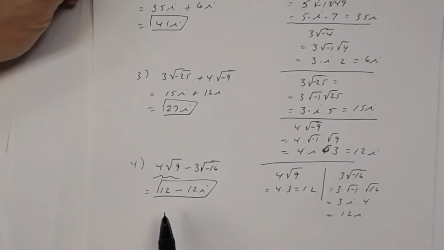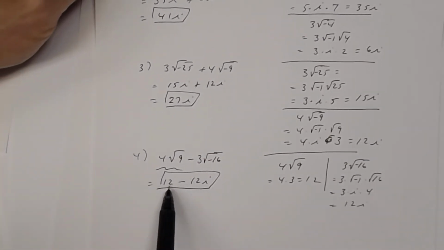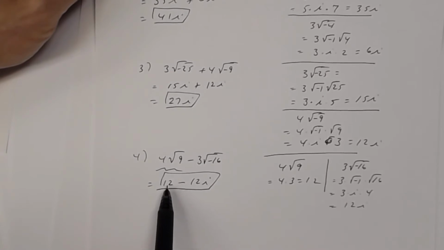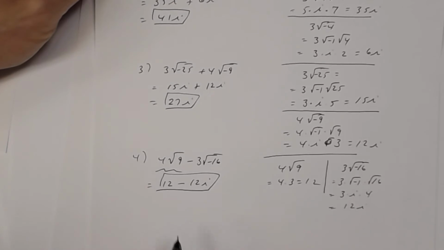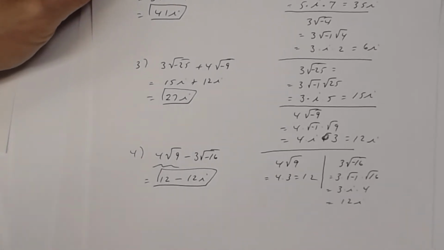But for this part, where a is not 0, you need to put that first. So a and then plus bi, in this case is minus 12i. Okay, so that's number 4. Let's look at number 5.